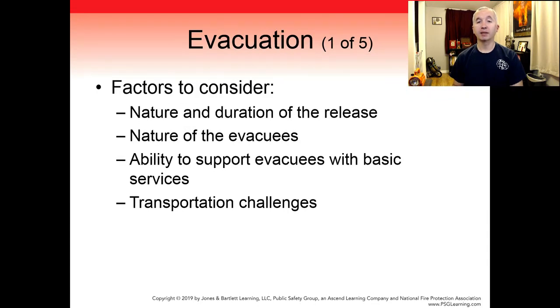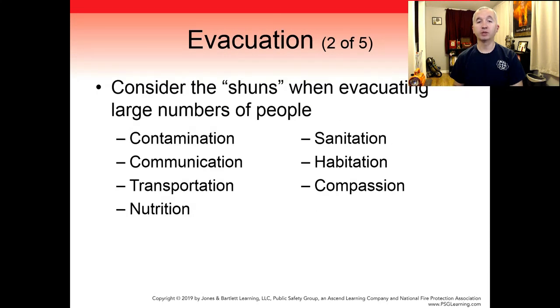Factors to consider when making decisions about evacuation should include the nature and duration of the release, the nature of the evacuees, the ability to support the evacuees with basic services, and transportation challenges that could occur. When considering evacuation of a significantly large group of people, consider the seven Cs associated with the task: contamination, communication, transportation, nutrition, sanitation, habitation, and compassion. A lot of these things are going to have to come into play when you're dealing with a large group of evacuees to make sure their needs are met both comfortably and medically.